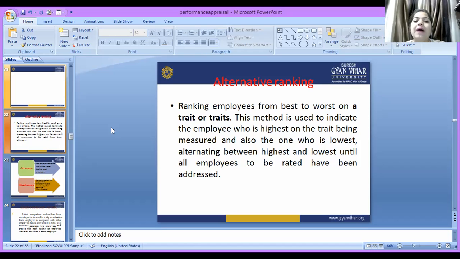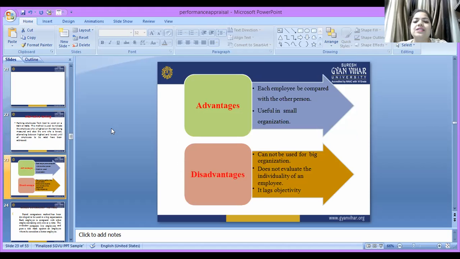We will do it from best to worst on a trait, on their behavior basically. So this is the method that we use for the ranking method. What are the advantages of the ranking method? Each employee we compare with the other person. So at one time, we can compare one person with another person. It is useful in a small organization. If we have a number of employees like 50, 40, 10, 20, we can easily use this ranking method.